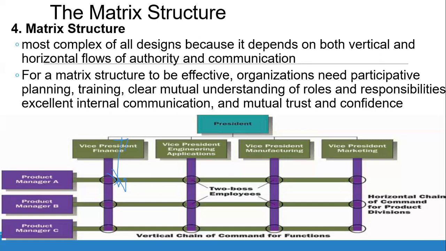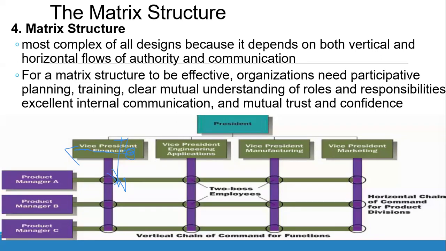But it can also run horizontally. Horizontally means that the person at the middle here will also be horizontally reporting to the product manager in this particular division. Okay. So we have product manager A, product manager B, and product manager C, which means that the company is pursuing a service or a product that can be handled by multiple divisions, including division A, B, and C. And when you get to these divisions horizontally, they are headed by product managers.